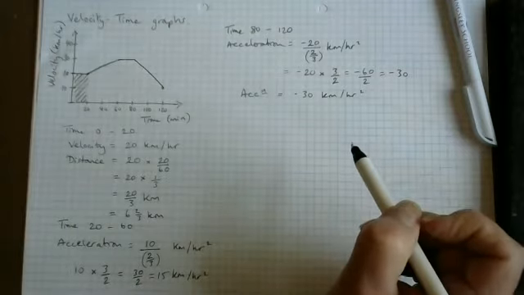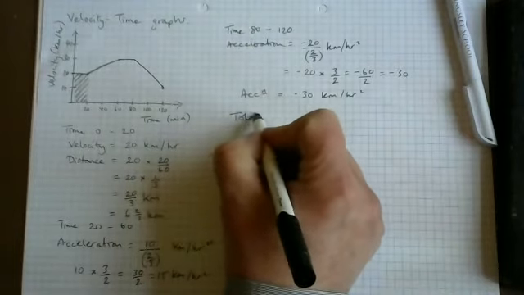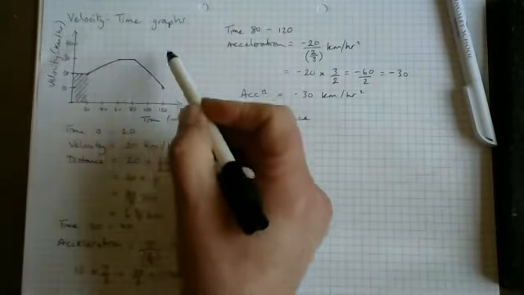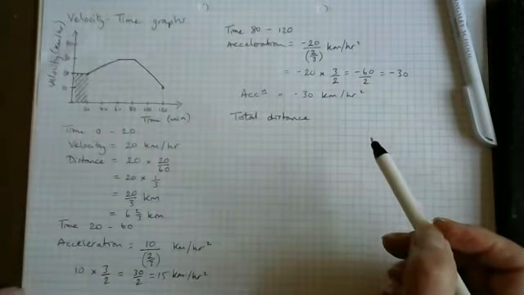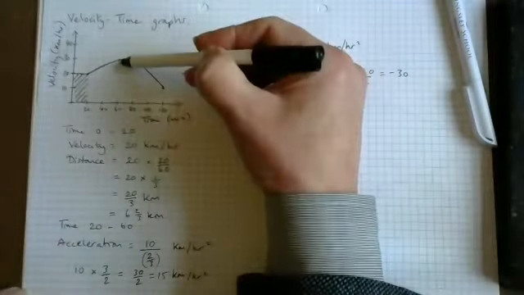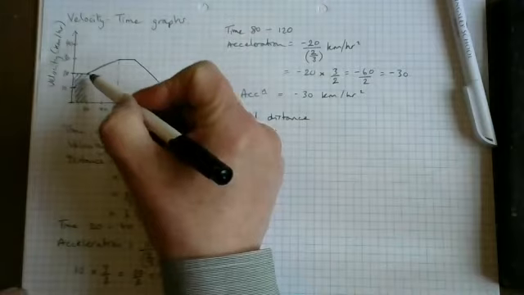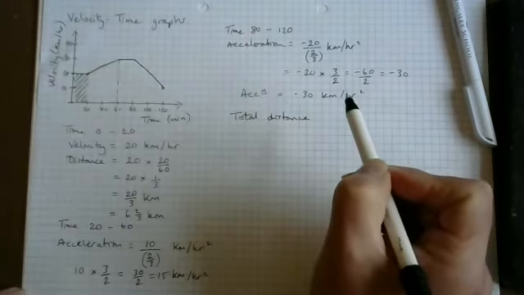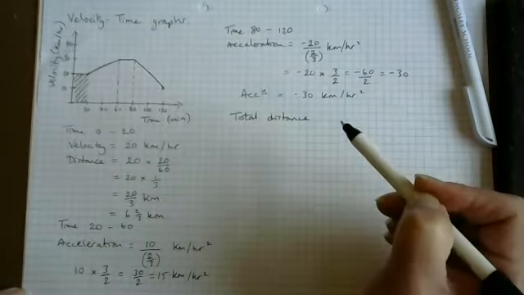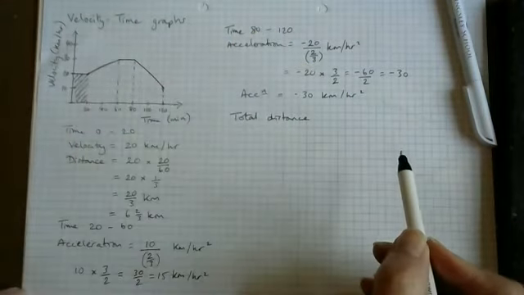Okay, and the final question I'd like you to ask us is, what is the total distance? So total distance. Now the total distance is the area underneath this graph. So we can work out this first bit, it's a rectangle. And I've got this section here. That's a trapezium. Then I've got this section here, which is a rectangle again. And then I've got this section here, which is a trapezium.